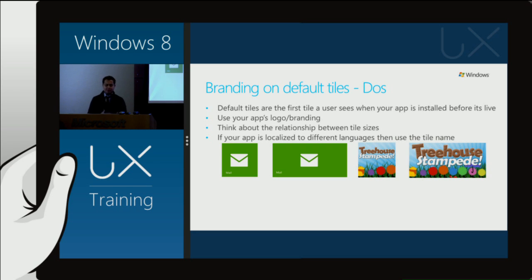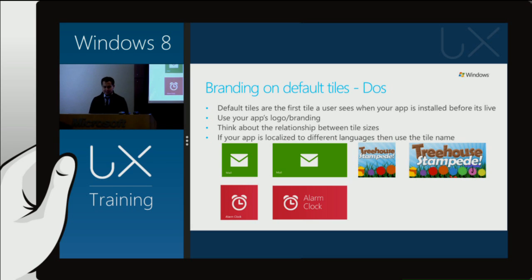You really want to think about the relationship between the tile sizes. It's not simply squeezing everything in to fit that tile. If you're going from a wide tile to a square tile, you may in fact want to lay out that tile differently. As you see here with this alarm clock app, the square tile has the icon or logo of the alarm clock, and it has a title below. But when it has the real estate for a wide tile, we show the logo and a logotype associated with that, without having to replicate the alarm clock name in the lower left-hand corner.